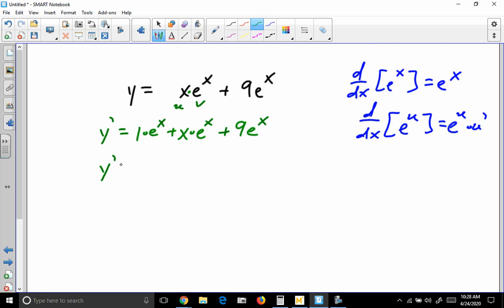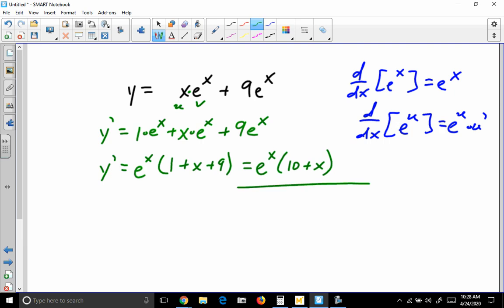So if we wanted to, we could factor an e to the x out. Every term has an e to the x, so if we factor an e to the x out here, we're left with 1, we're left with an x, we're left with 9. So e to the x times (10 plus x) is our derivative.